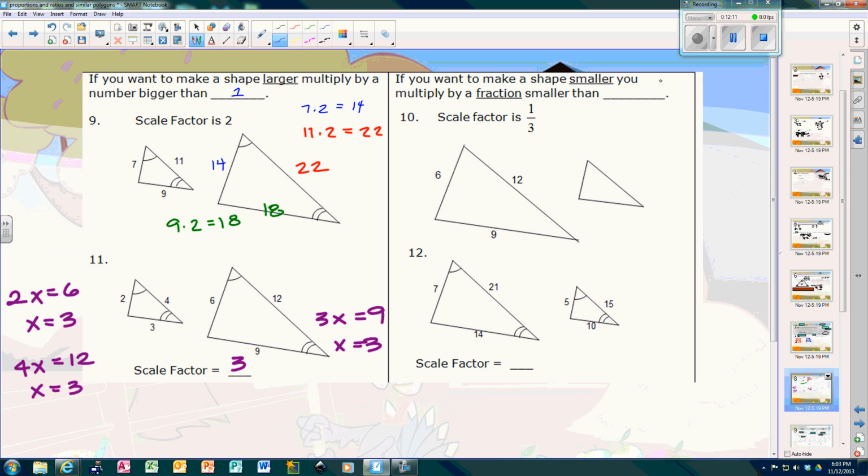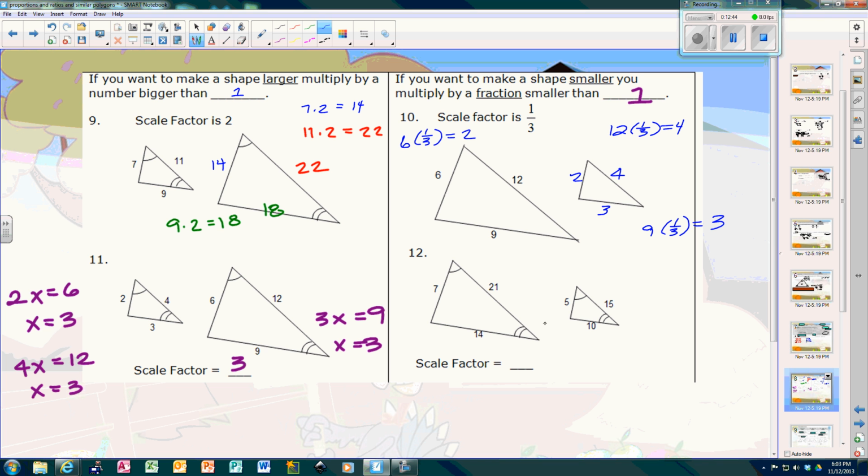Now, if you want to make something smaller, you multiply by a fraction that's smaller than 1. For example, 1/3. So 6 times 1/3. So I'd say 6 times 1/3 is 2. So this side is 2. 12 times 1/3 is 4. So this side is 4. 9 times 1/3 is 3. So this side is 3.